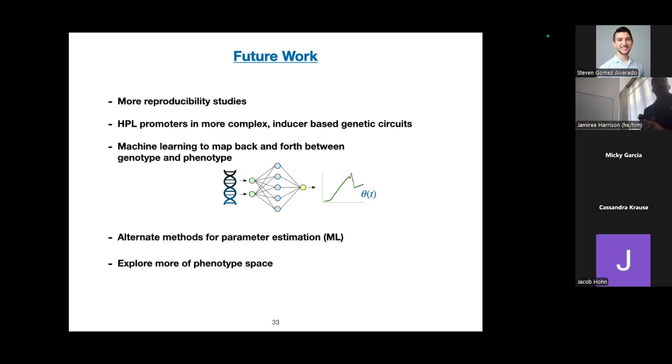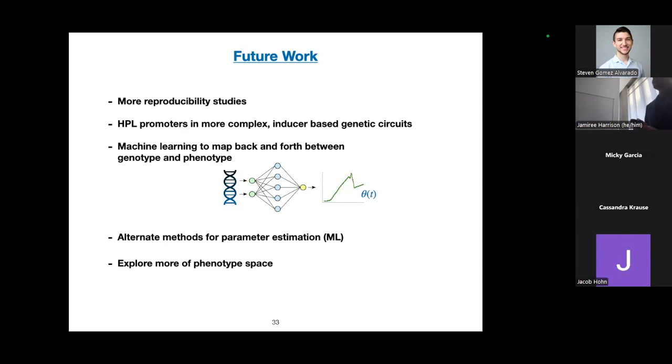A colleague of mine, Alec, has a pretty decent software that can do that with machine learning for a spacer library for GFP. But we're working on that for the promoter library as well. Another thing would be alternate methods for the parameter estimation. Right now, the parameter estimation seems to be working pretty well, at least up to the old engineering adage of: it works good enough, so might as well keep it.